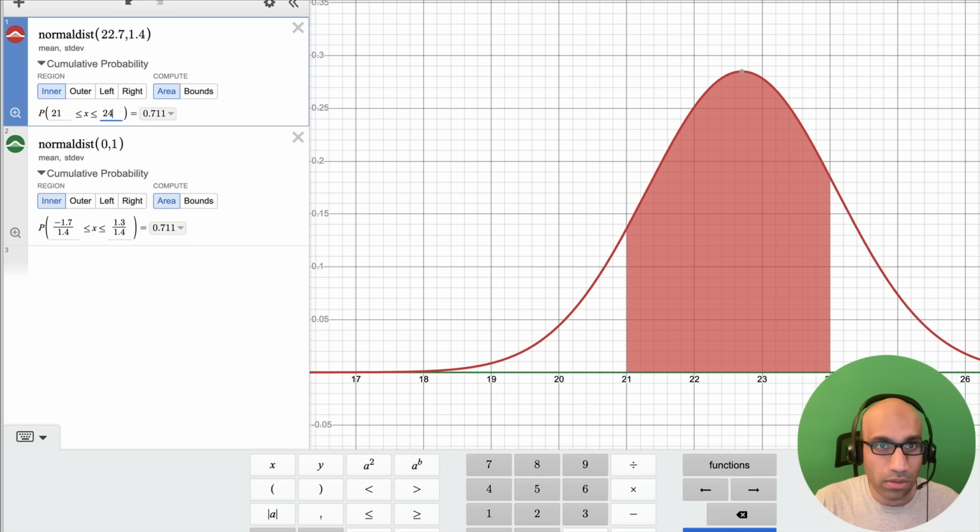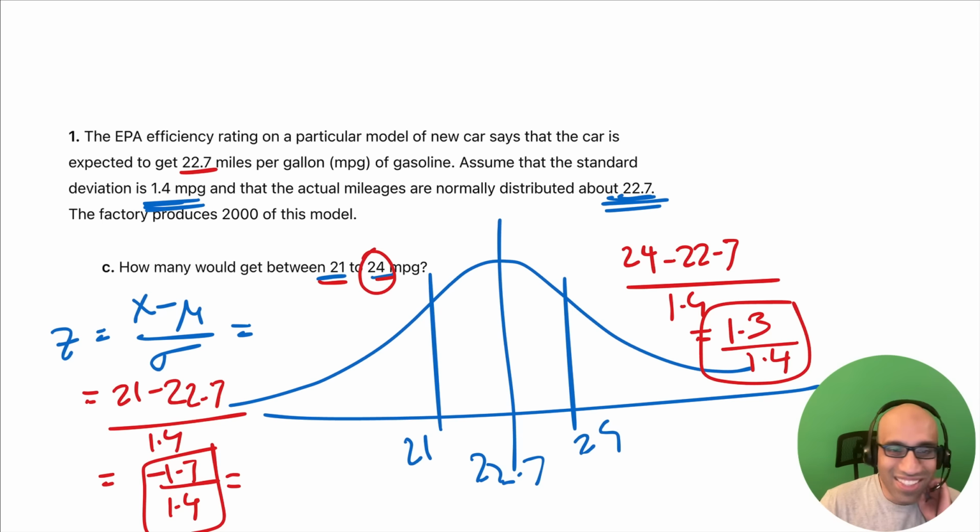The purpose of showing this to you is that the answers are the same, and these are the answers: 0.711, 0.711. There you go. All right, the next one. C is done. Let's go for D.